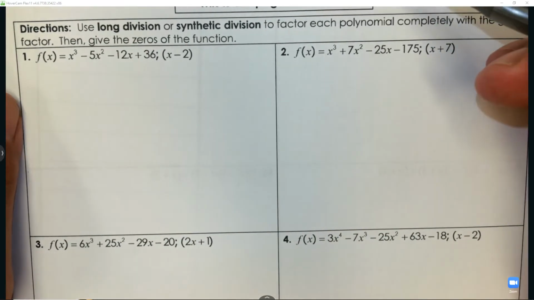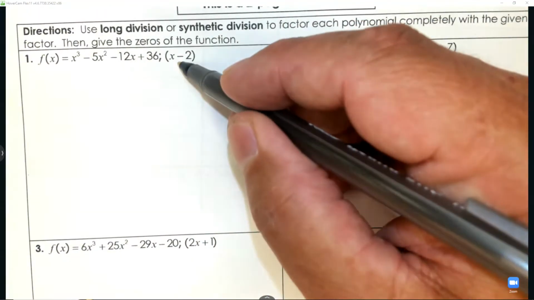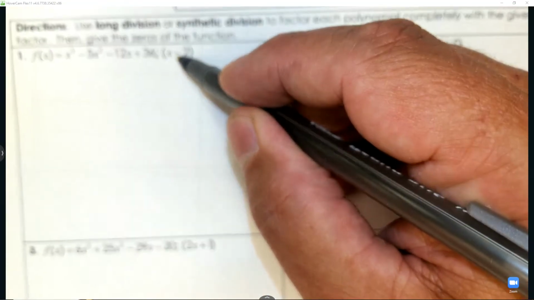All right, let's divide together. So for this one, we're going to use synthetic division. What we're dividing by, x minus 2. Let's change that sign to positive 2. And then we're only going to write down the coefficients, the numbers in front of each variable.